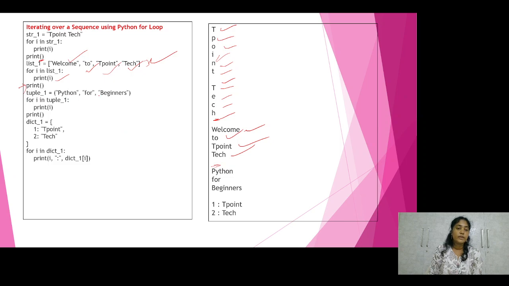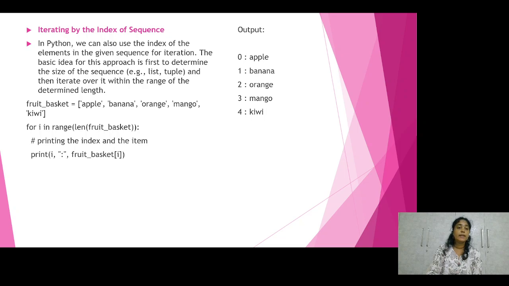Then you have created a tuple: Python, for, beginners, 3 items, one by one. The first i value is Python, that will be printed at the console. Then the i value is for, which will be printed, and beginners will be printed. And the dictionary dict1 has key 1 and value t point, key 2 and value tech. For i in dict1, the first key is 1. What is the value? dict1 of 1 is t point. T point will be printed. Then dict1 of 2, tech, is printed. This is how you can iterate over a sequence. Next, iterating by the index of a sequence.